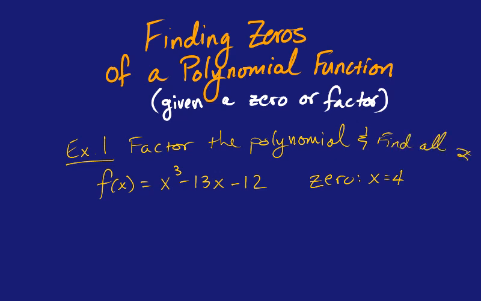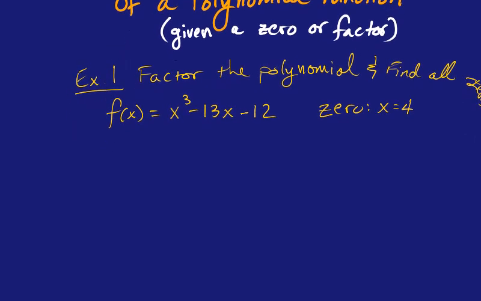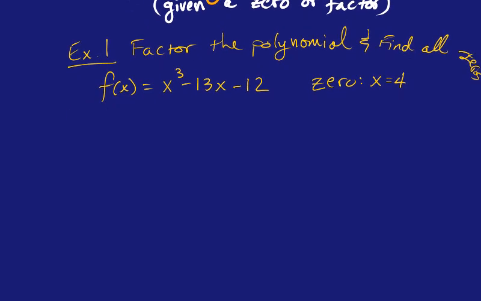And so just in case this is your first time at it, zeros are x-intercepts of a function. This one's just going to strictly focus on finding real zeros of a polynomial function given certain things that we know about the function already. So if I have f of x equals x cubed minus 13x minus 12, the reason they gave me the zero is so that I can write it as a factor, x minus 4.